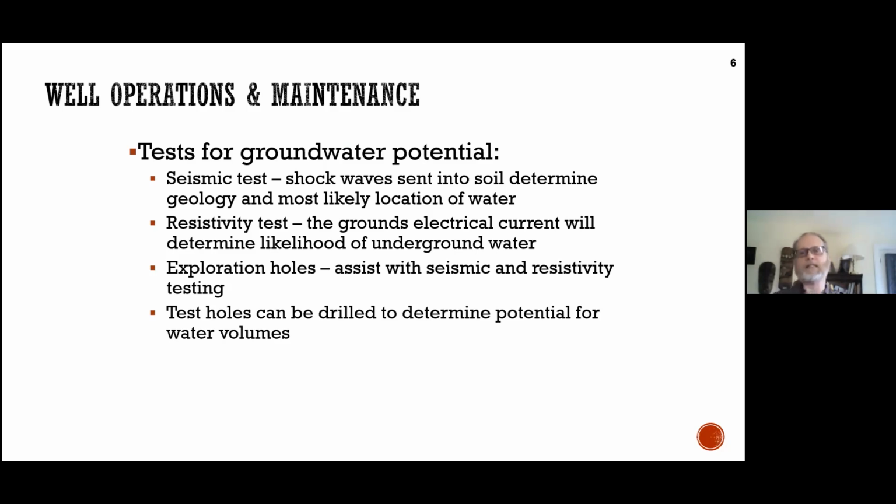In a resistivity test, an electrical current is sent through the ground in the neighborhood of where a well is proposed. And of course, the old-fashioned way is digging a test hole or an exploration hole, dug by hand or drilled to determine potential water volumes, because not every well that's drilled actually gets turned into a well.